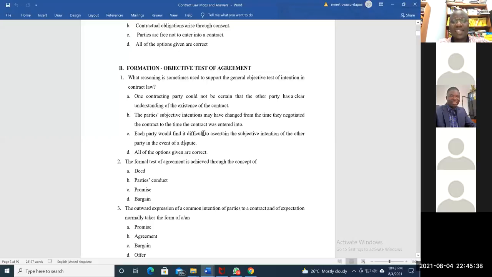Yeah, so let's start from the A. One contracting party cannot be certain that the other party has a clear understanding of the existence of the contract. Yeah, it looks a possible answer, but let's flag it and then move on. The party's subjective intention may have changed from the time they negotiated the contract to the time the contract was entered into. That, of course, it looks right, but it's a bit unrealistic, isn't it? How can you know what is going on?